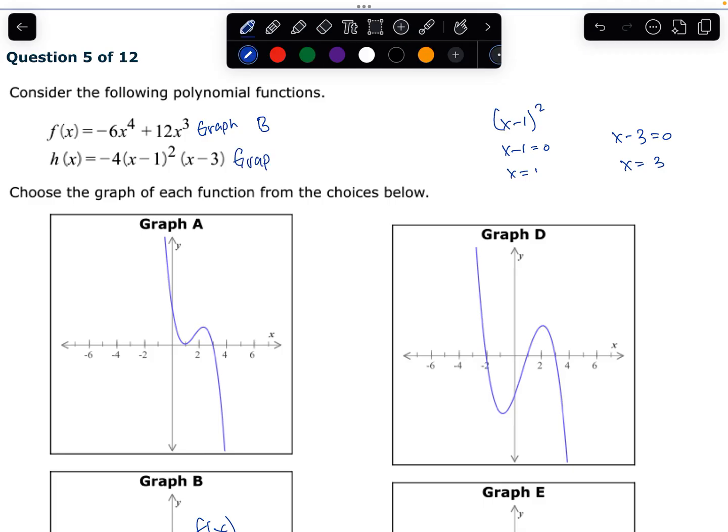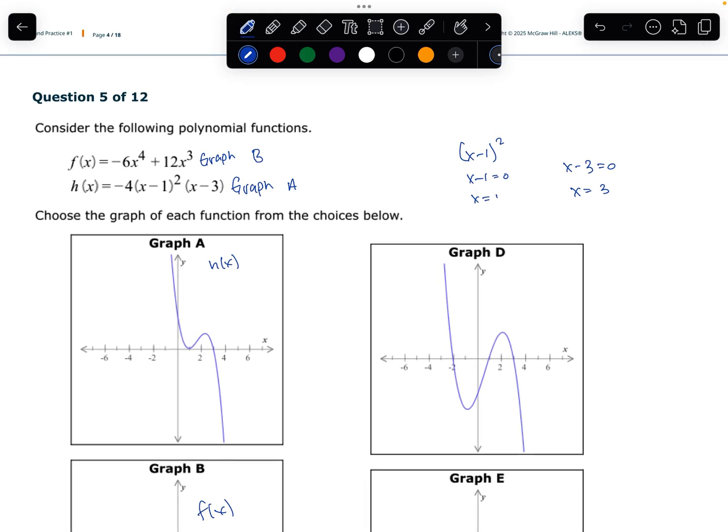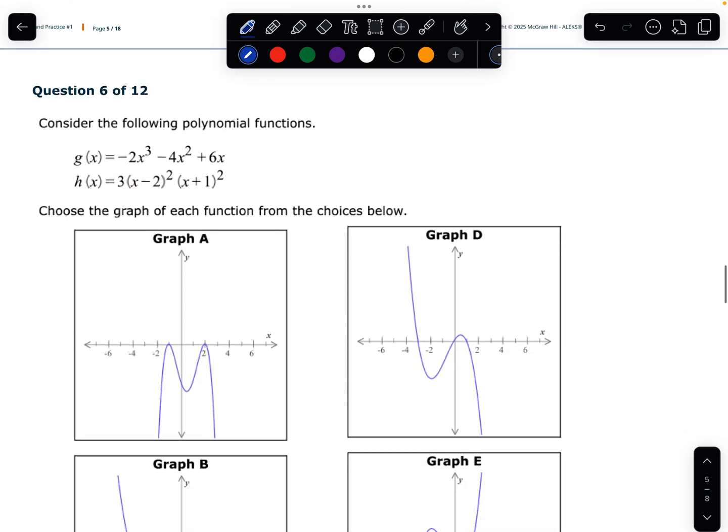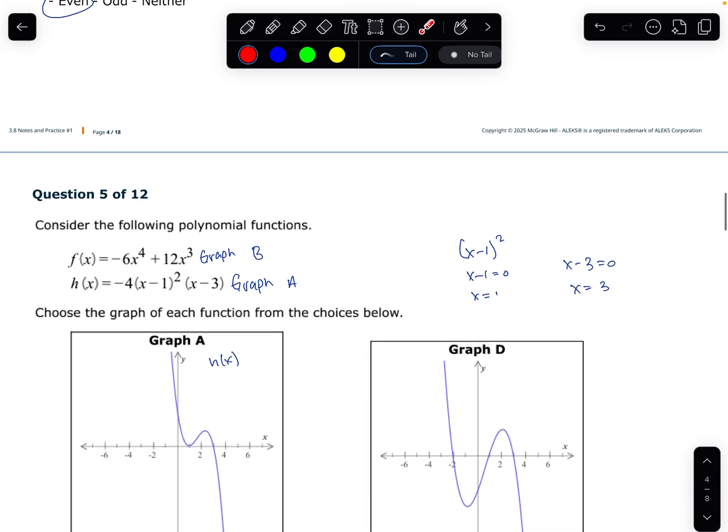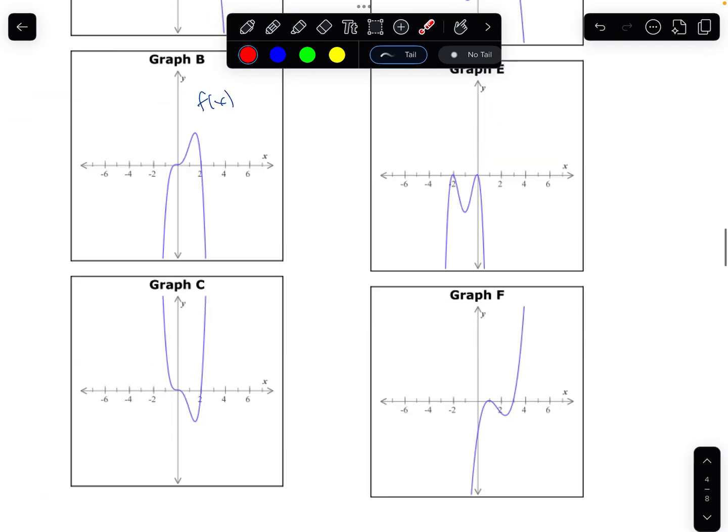So graph A is h of x. Okay, let's try 6. So 6 is very similar. So we have g of x, we have h of x, we have these 6 graphs right here. So let's look for g of x. So g of x is in standard form, not factored form, just like the other one, where it gave us one that was in standard and one that was factored.